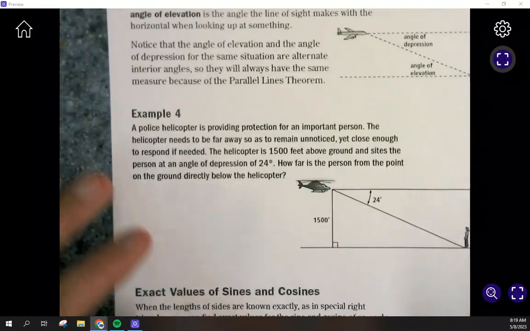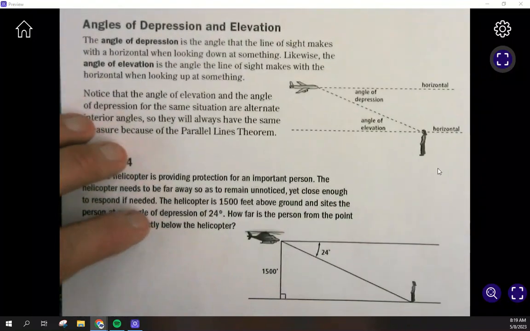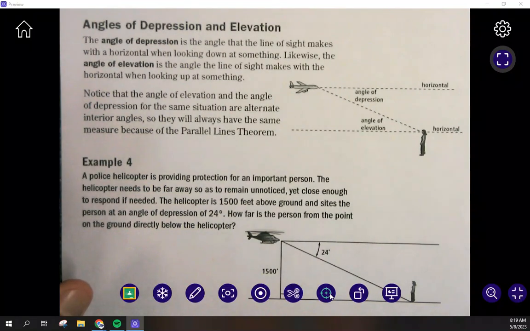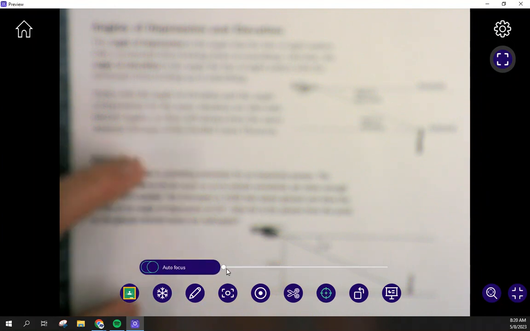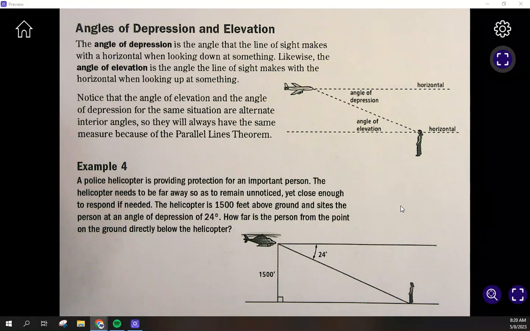Okay, flipping to the back. Let's get this in focus for you here. Oh, that didn't work. That's great. All right, now we are in focus.